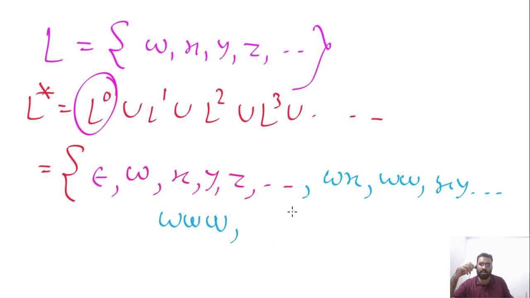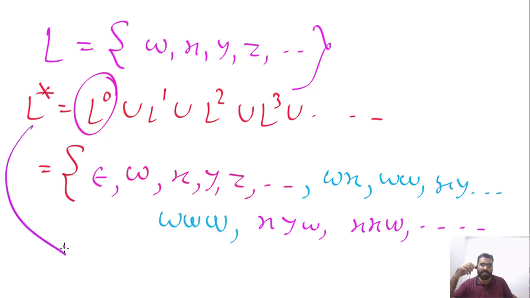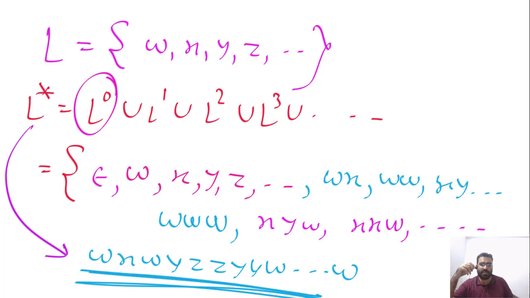Every part is a string of L, like XYW, XXW, and so on. Basically, in L star, you have this type of strings.